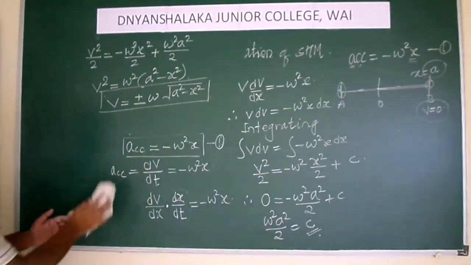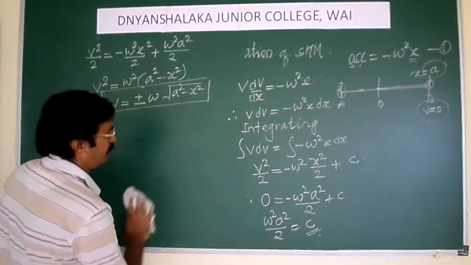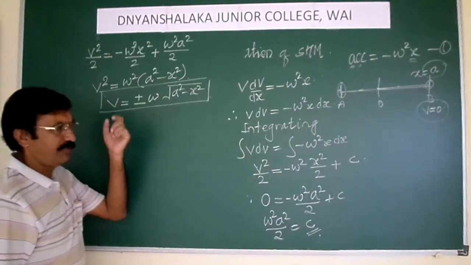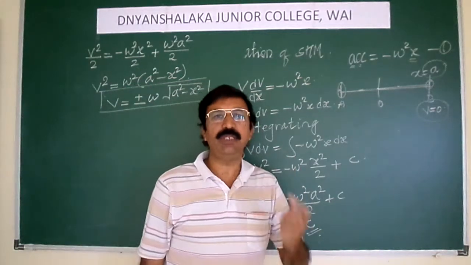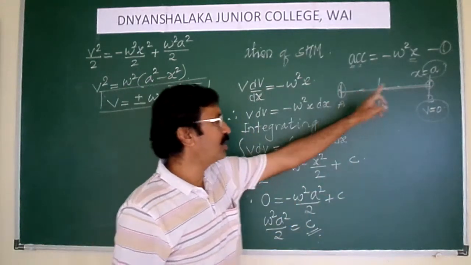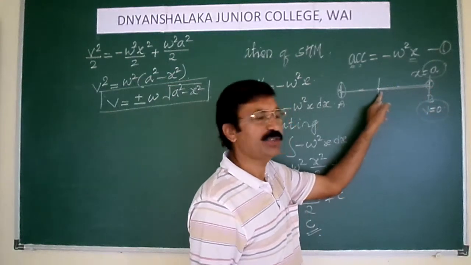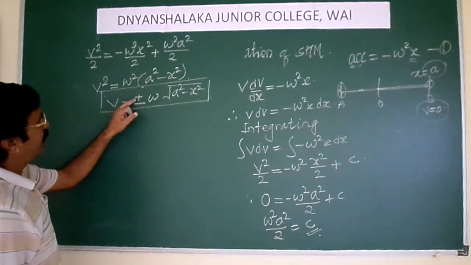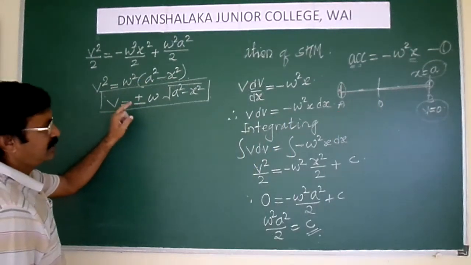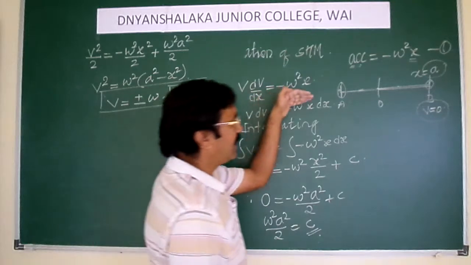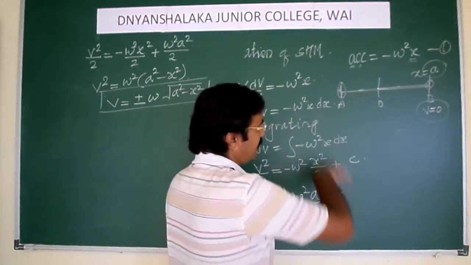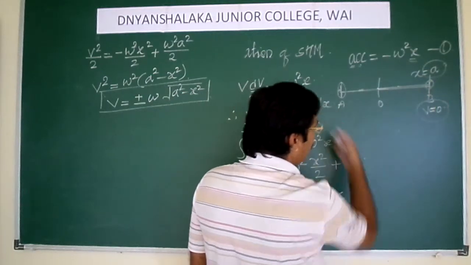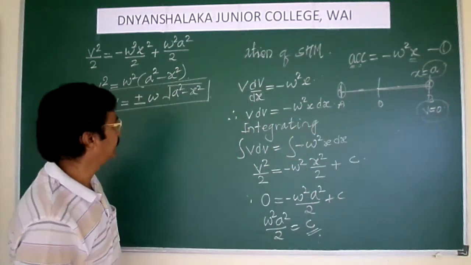And so here we get the expression for velocity of a particle performing simple harmonic motion along the path AB about the mean position O. Now here we have a plus or minus sign because it will depend upon how the particle is traveling on the path, whether it is moving along the positive x-axis or along the negative x-axis.